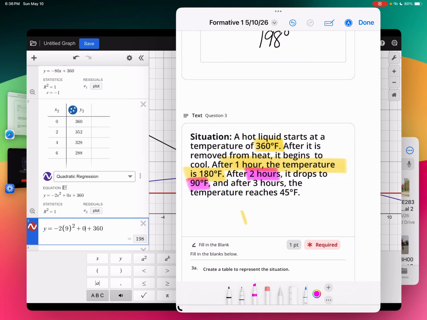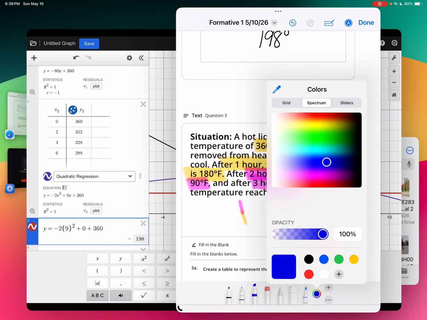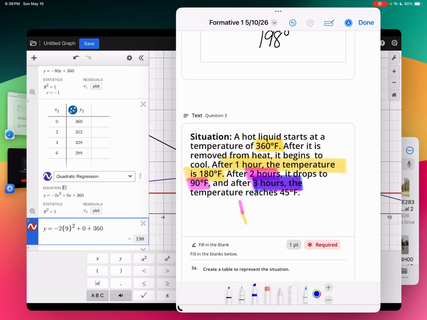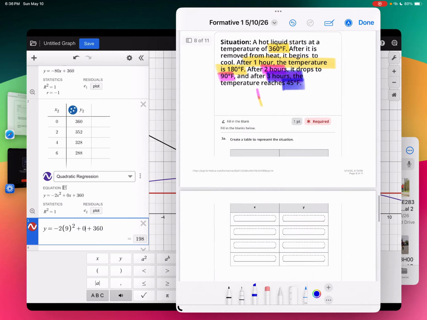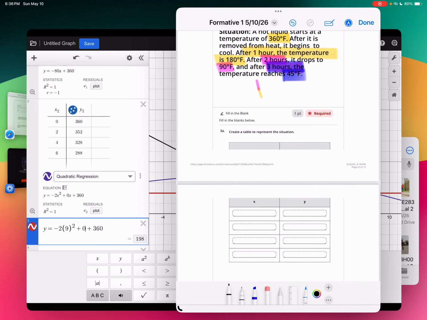2 hours, 90. And we can see this is actually going by half. So already I could tell you it's an exponential function. And after 3 hours, it's 45. Okay, so like I said, I could already tell it's going to be exponential based on the pattern of going by half. But 0, 360, 1 hour is 180. 2 hours is 90. 3 hours is 45.